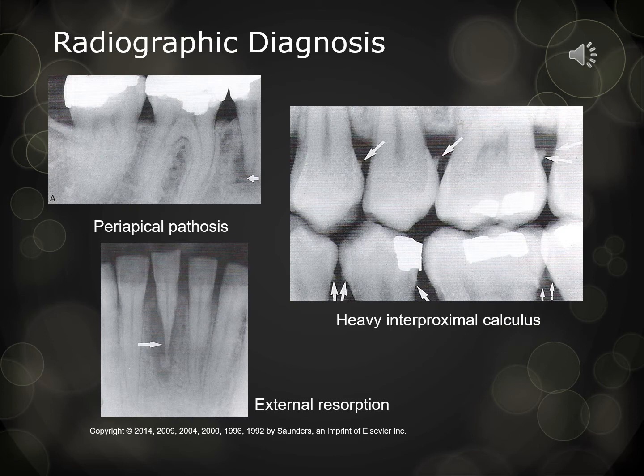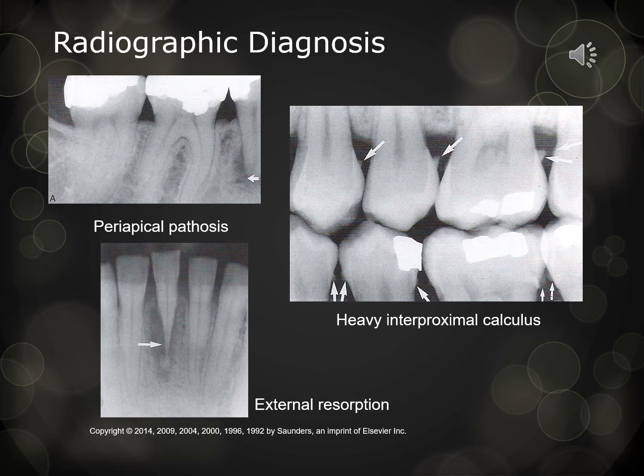Again, this is a review of the radiographs. We see many things. On the right-hand side, the arrows are pointing towards calculus. This shows that there's multiple sites, mainly proximally. The patient probably doesn't floss at all, and we have lessening of the bone. So you see a lot of radiopaqueness in here, along with the fillings.